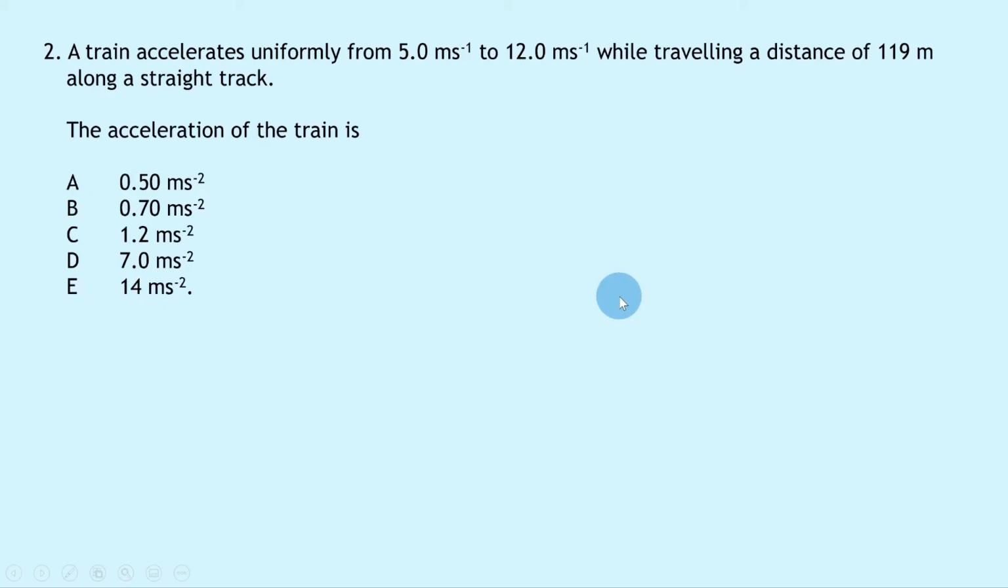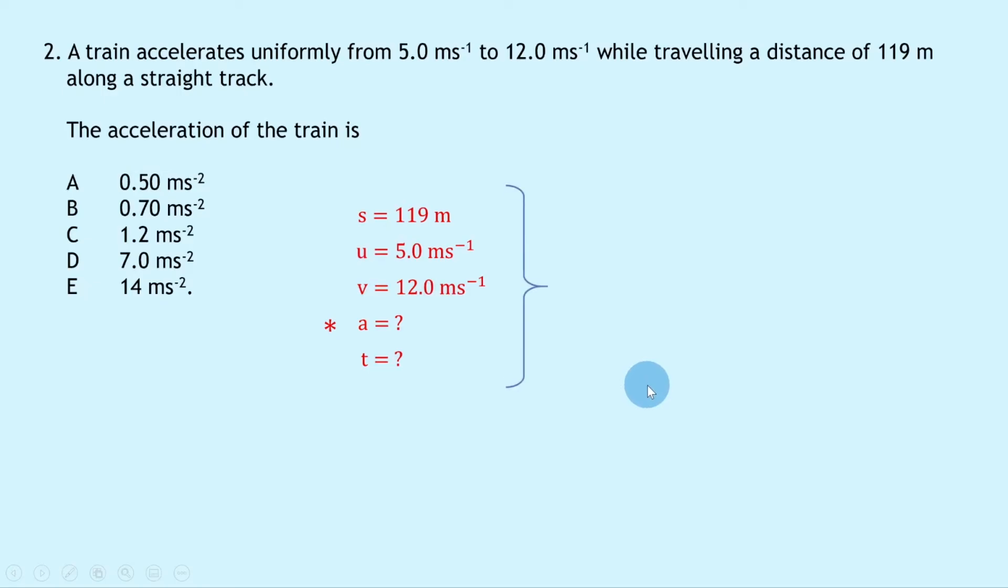So we know the displacement or distance s is 119 meters. We know that the initial speed u is 5.0 meters per second. The final speed v is 12.0 meters per second. The acceleration a is what we're being asked to find, and the time is something we don't know. So I'm going to put a star next to a because that's the one we're trying to find. And this means we're going to use the equation of motion that doesn't have t in it. So looking at your relationship sheet, that one will be v squared equals u squared plus 2as.